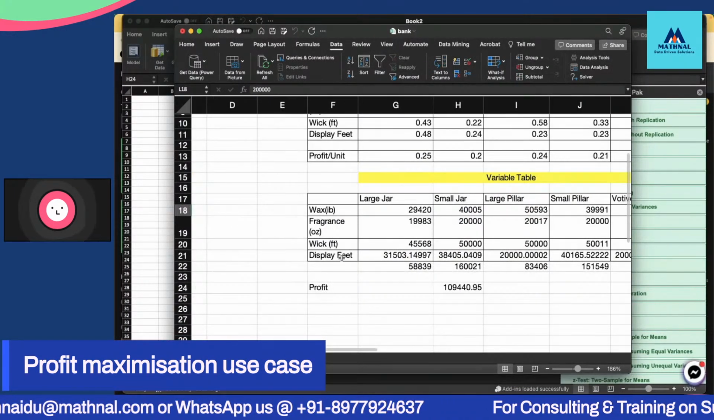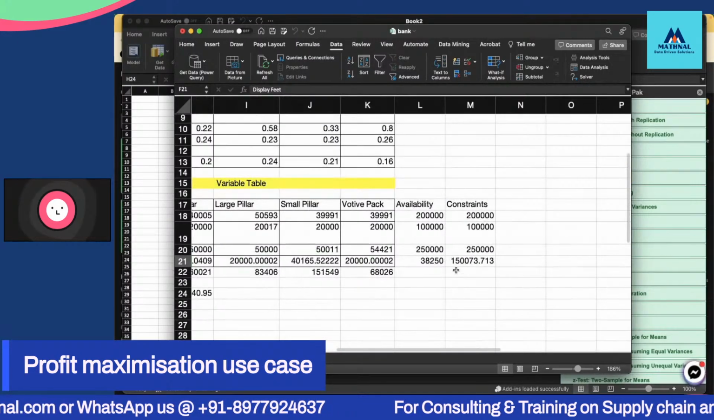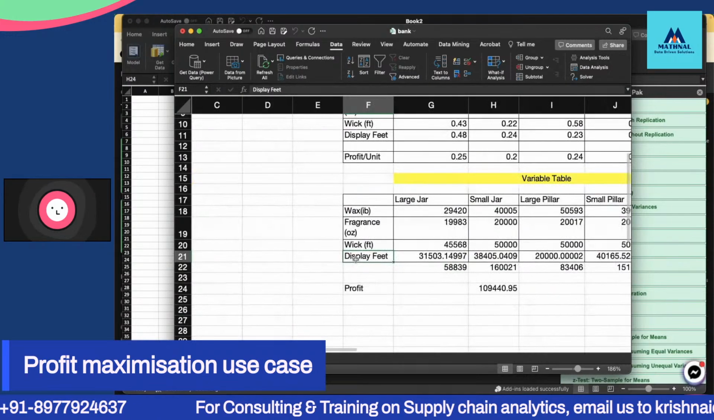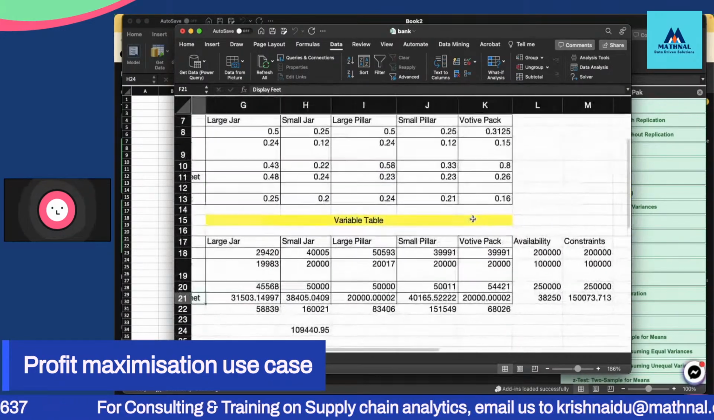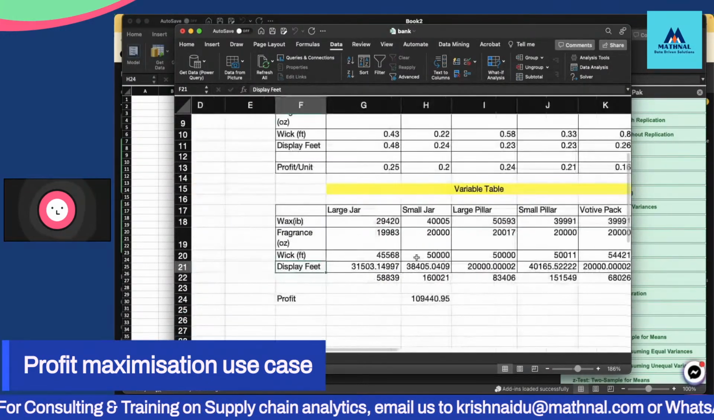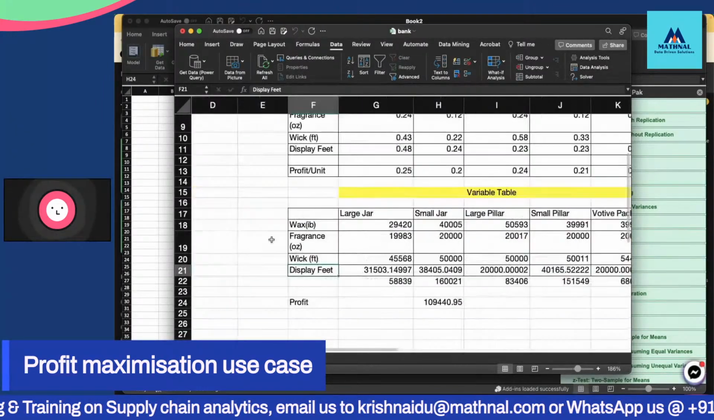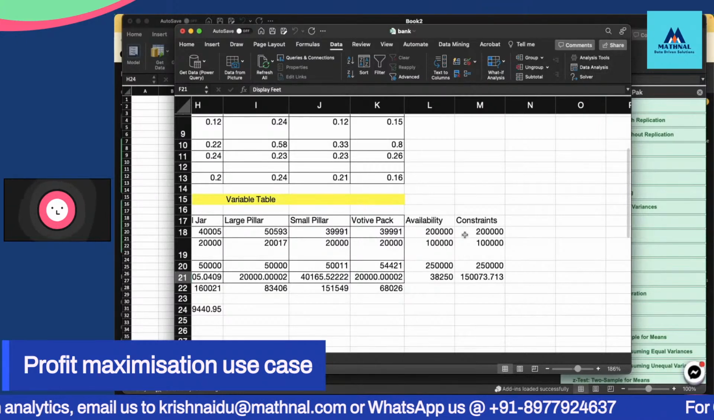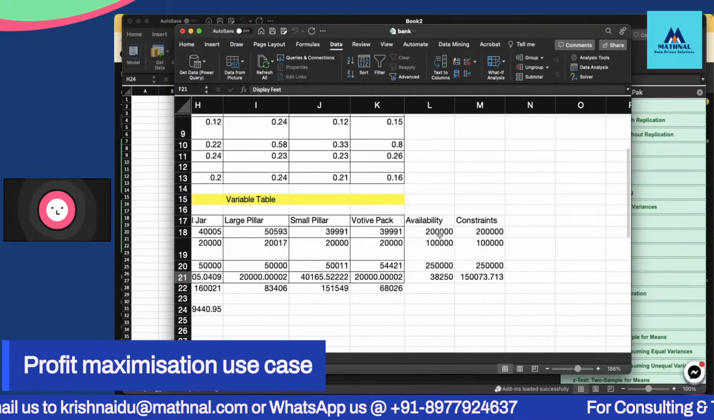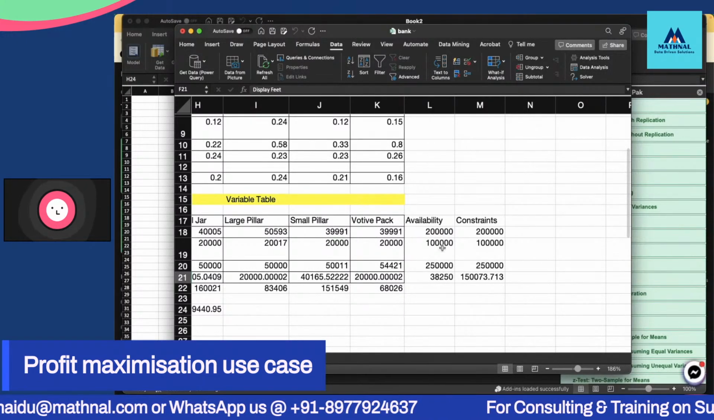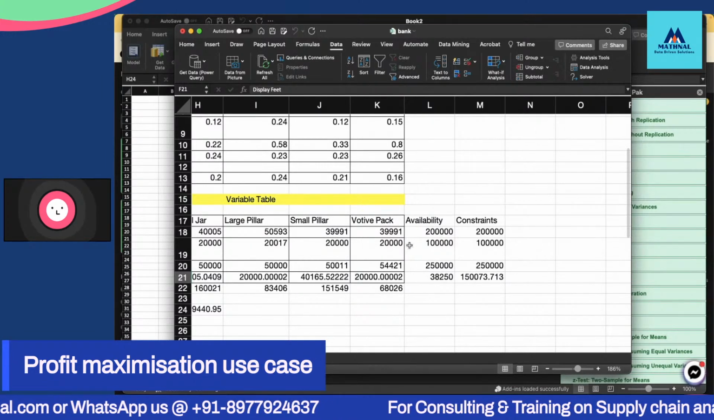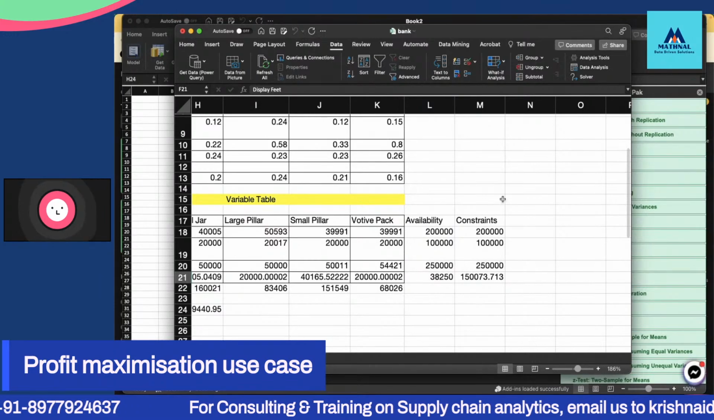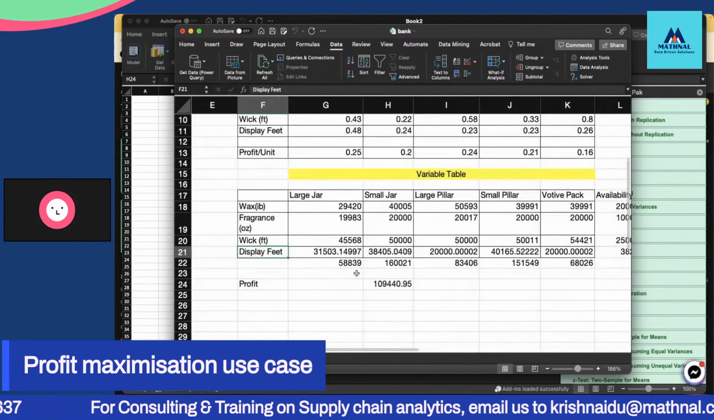Only in the case of display feed, we are given some flexibility to use more than what we need, right? That's what we actually have, a flexibility. But in other cases, we have to use other raw materials like wax, fragrance, and wick. Either we have to use only up to the available quantities or less than available quantities. But we are not using less than, we are using the total available quantities over here.